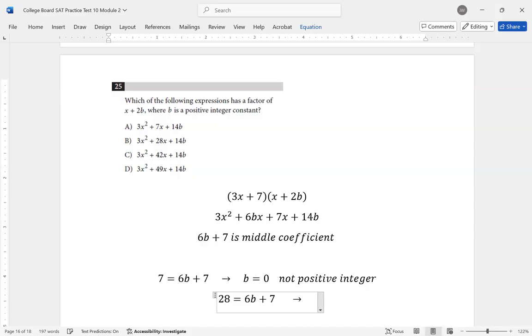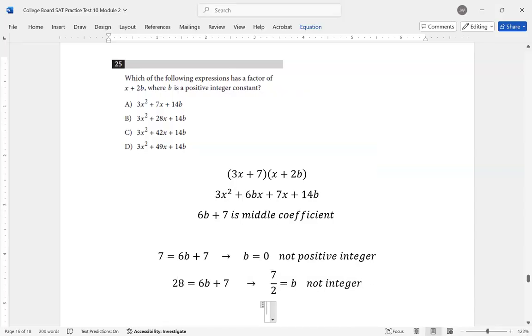Subtracting 7 would give you 21. Dividing by 6 would give you 21 over 6 as your b. That's not an integer. You could take out a common factor of 3 and you'd end up with 7 over 2. That's not a positive integer, not an integer.